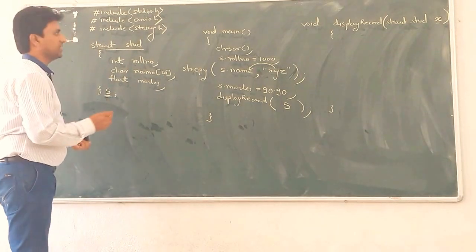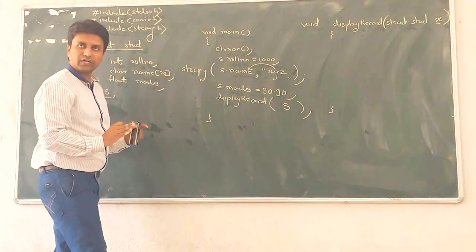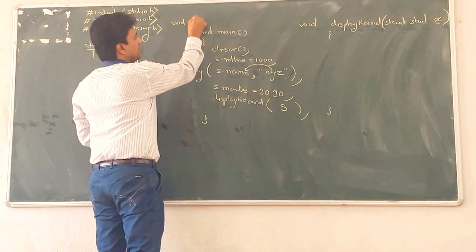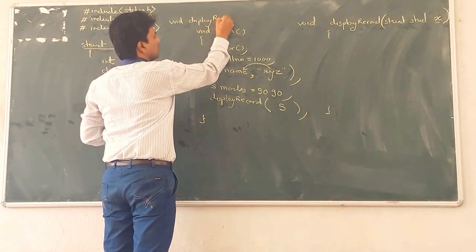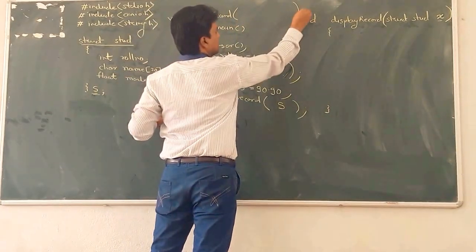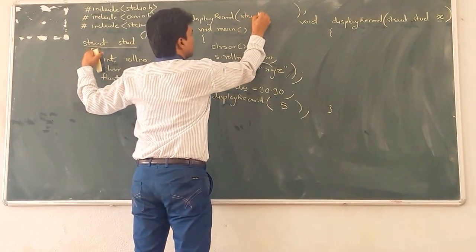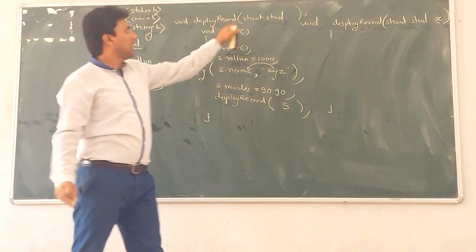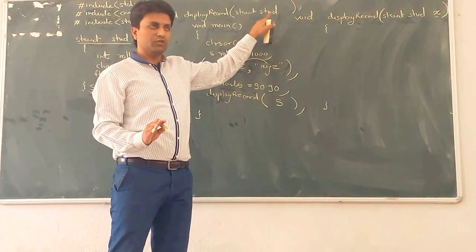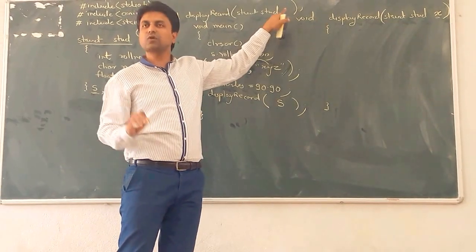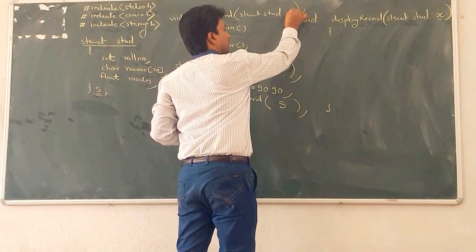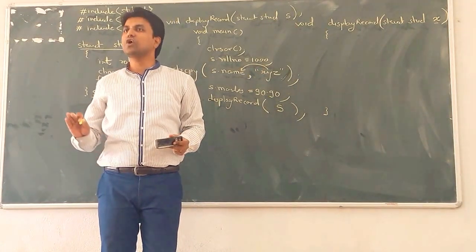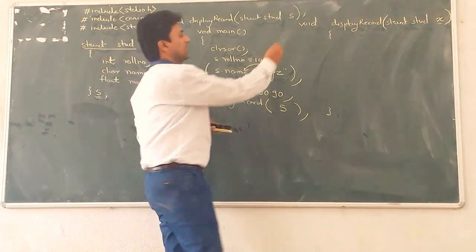Okay, next, one thing is remaining. What is that one thing? That is the prototype. Write the prototype above the main function. Clear? What is the prototype of the function? void display record, in the parenthesis struct stud. Okay, what is necessary in the function prototype? The argument data type is necessary. No need to write the name of the structure variable. It is optional. You can write S, then okay. But if you don't write it, that is also okay, because it is an optional part. Clear? And use the semicolon.